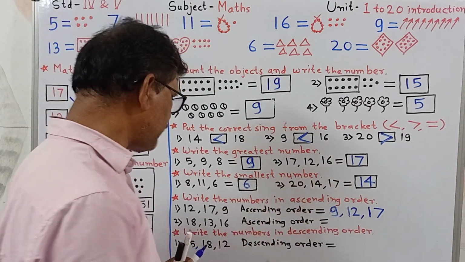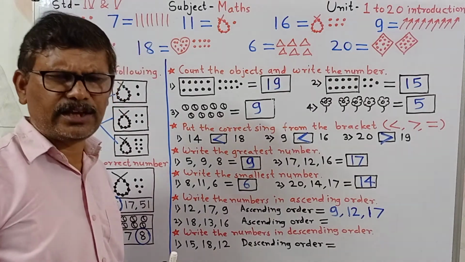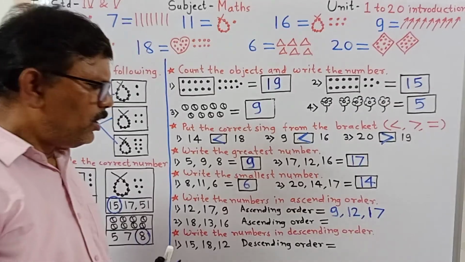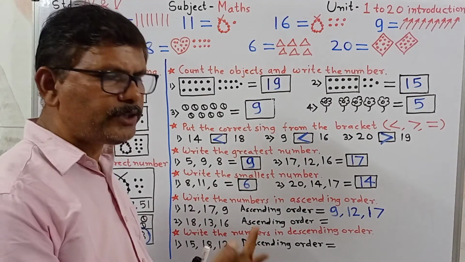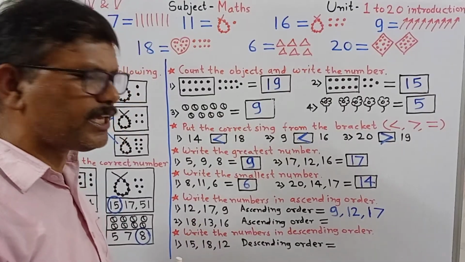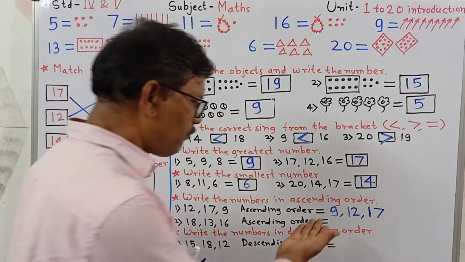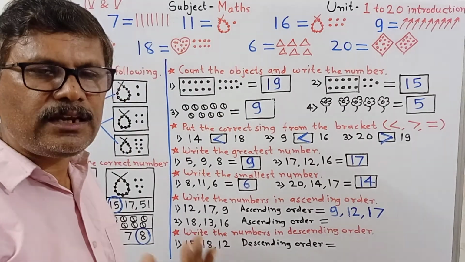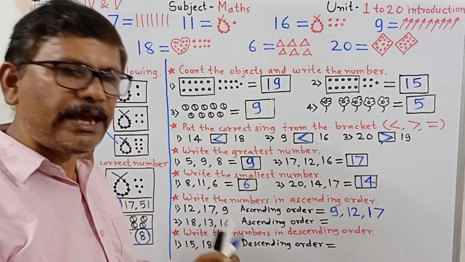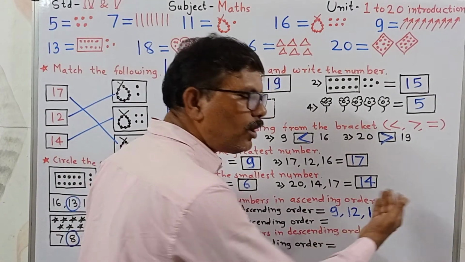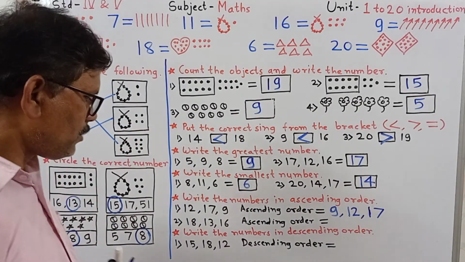When we write this ascending order, we must check. By this we know 1, 2, 3, 4. So which number comes first? 1, 2, 3, 4, 5, 6, 7, 8, 9. First 9. 10, 11, 12, 13, 14, 15, 16, 17. 17. This is called ascending order.